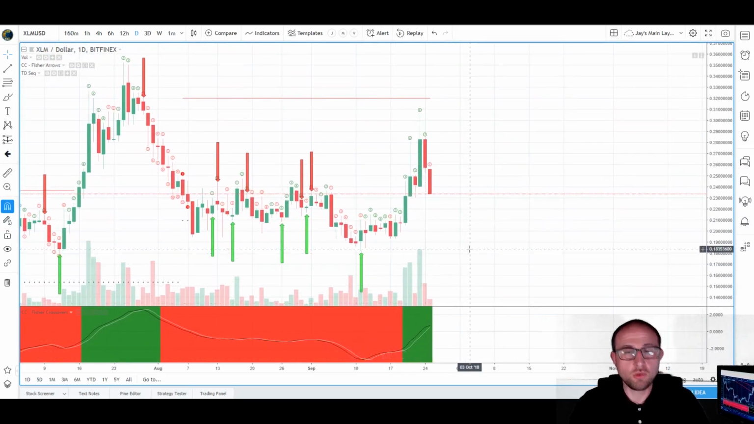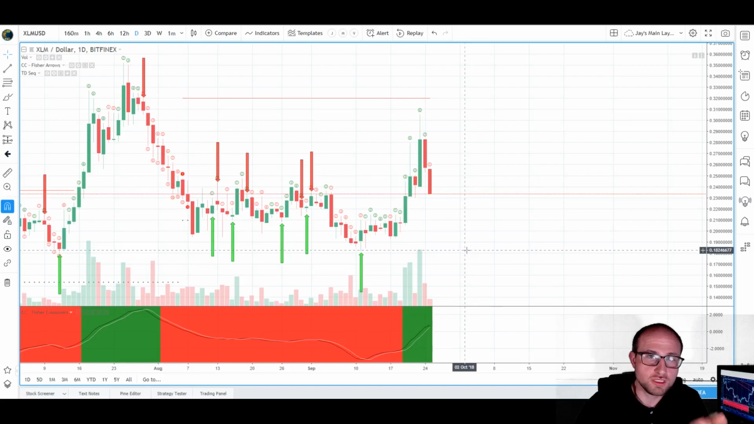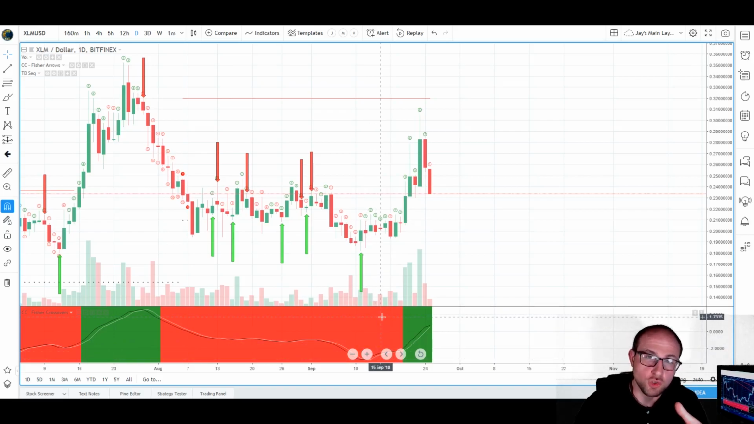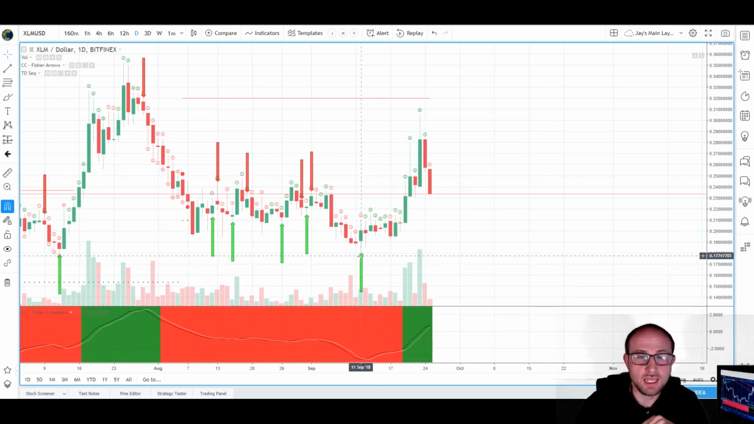Now, a little bit more nuanced approach to this Fisher transform strategy is also these overbought or oversold levels. And as you can see here, below the -2, Stellar Lumens is quite oversold. So this would have been a potential entry right here on this green, and this would have been a very nice bullish entry for you.